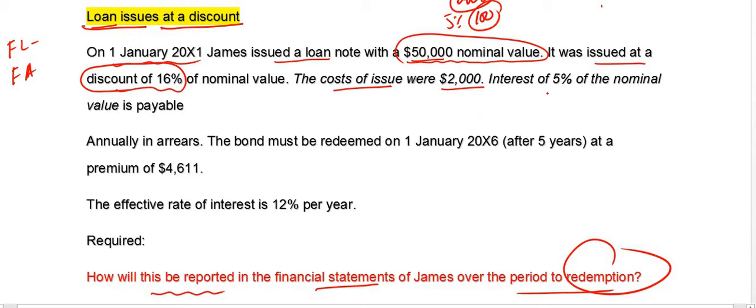The interest of 5% of the nominal value is payable, so you have to pay this amount. The effective interest rate is given as 12%, and you see here the bond must be redeemed on 1st Jan 2006. After 5 years you will redeem the bond and you will have to pay some premium, and the premium is 4611. So you will add this 50,000 plus this amount that you have to pay at the end, after 1st Jan 2006. Okay, let's do this question.